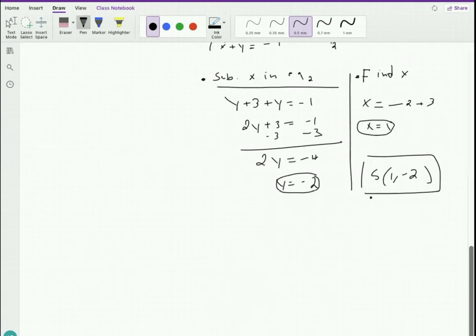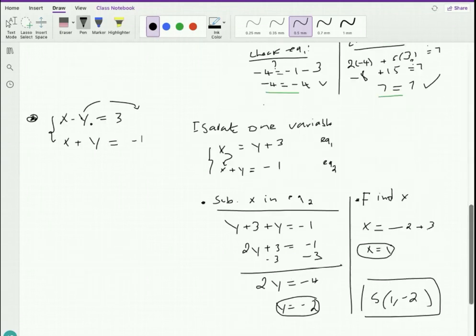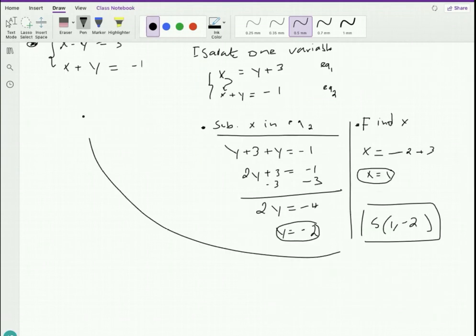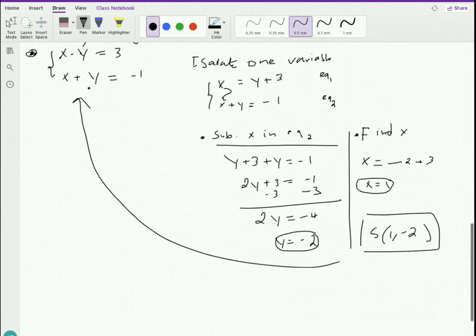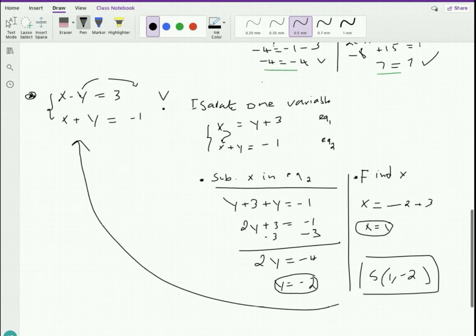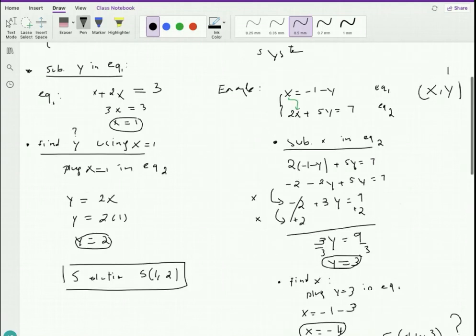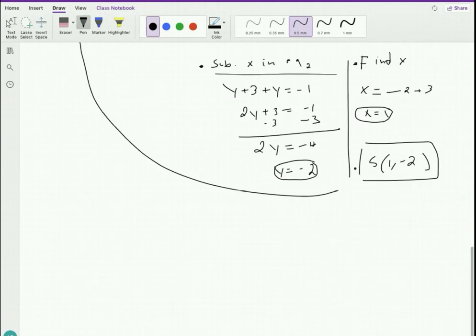Make sure it works. So plug it into the original equations, and make sure it works for both. It has to work for both. If it doesn't work for both, then you have a problem, just like we did earlier. So you have to double check and make sure you don't have any mistakes.